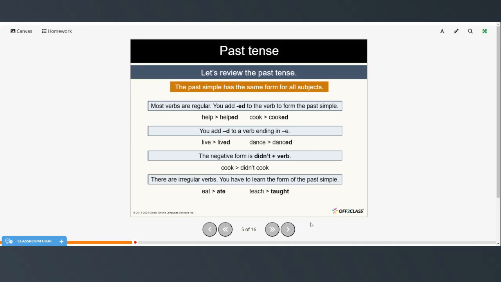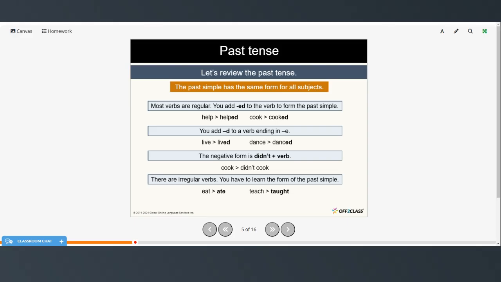All right, now we're going to talk about the past tense. So the past simple has the same form for all subjects. Most verbs are regular, and you add ed to the verb to form the past simple. So help becomes helped, cook becomes cooked. If the verb already ends in e, then you just add a d. So live becomes lived, dance becomes danced.